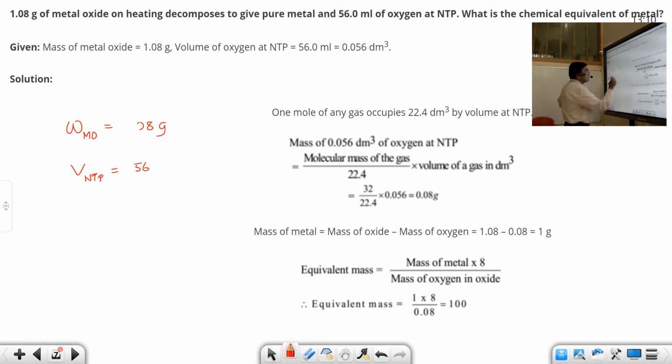So this is 1.08, and this is 56 ml. What is the chemical equivalent of the metal? That is, the equivalent weight of the metal is equal to how much?